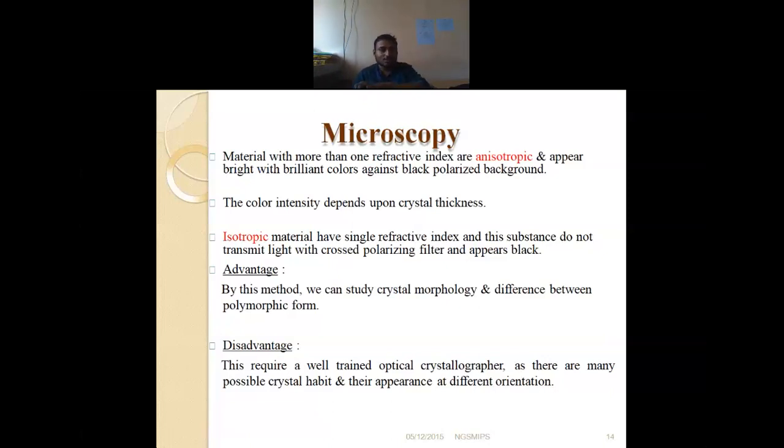Okay. So in case of microscopy, it is all about the color. If color is formed in the background, that means it is anisotropic. If color does not form, then it is called isotropic. Okay.